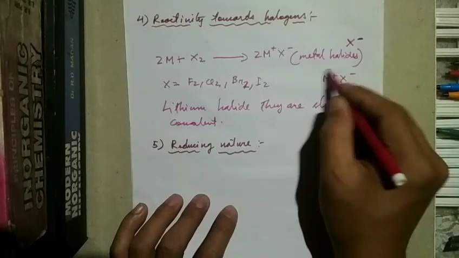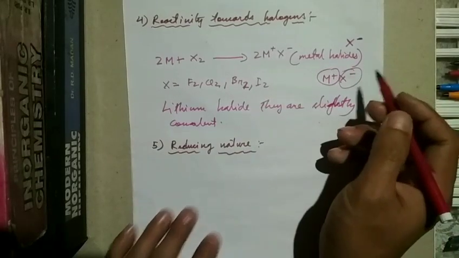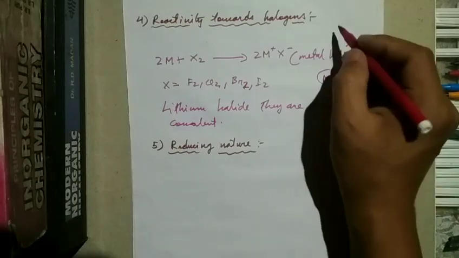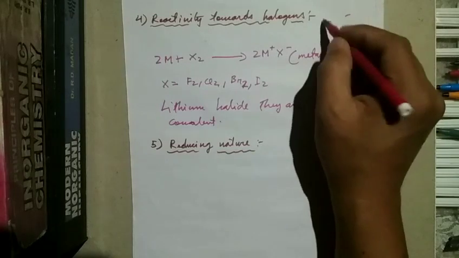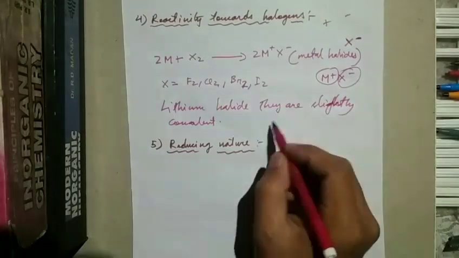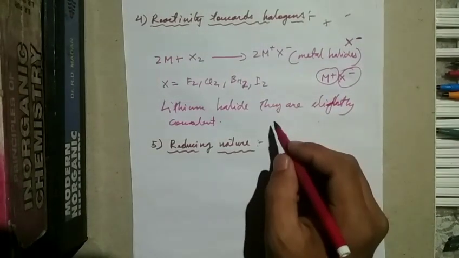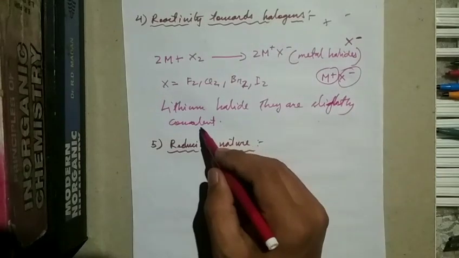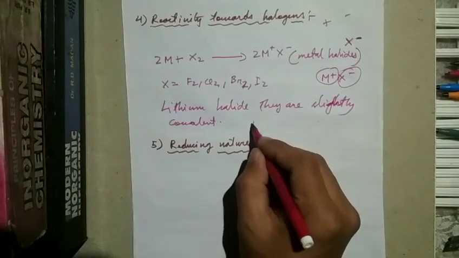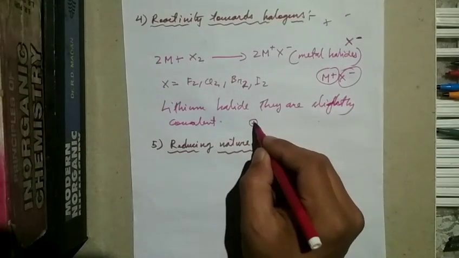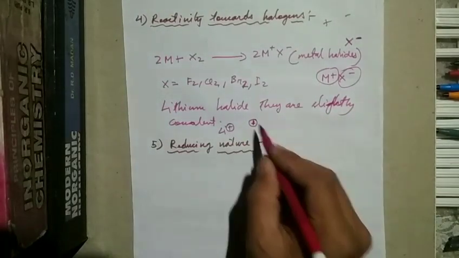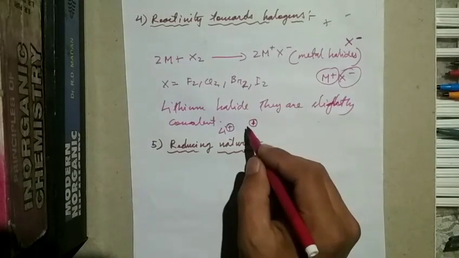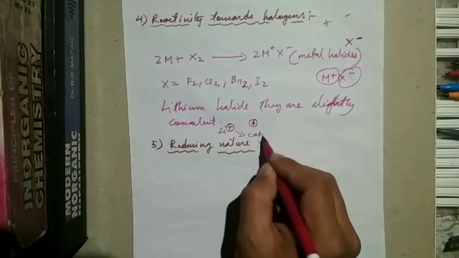This form, we call it ionic. When there is a positive and negative charge, they are ionic. But when there is a sharing of electrons, we call it covalent. So lithium is very small. So the lithium cation, Li+. When there is positive, we call it cation.